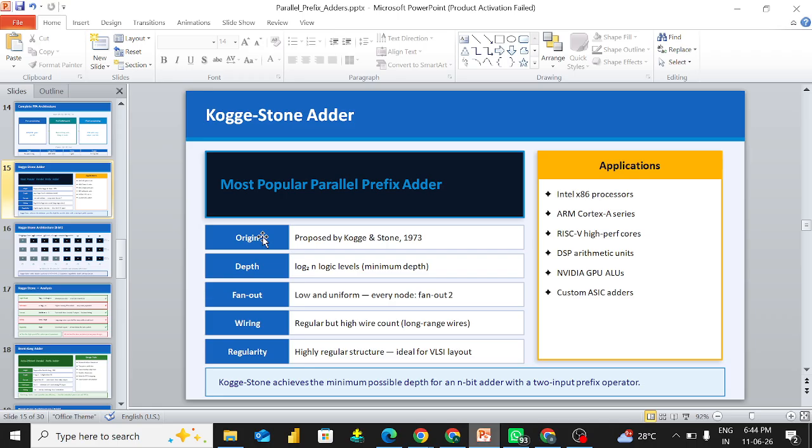Then you are going to combine bit 0's GP and bit 1's GP to form a group, like 1 to 0. 1 to 0 is nothing but bit 0 to bit 1. So this was the main mathematical operation, called the prefix operation.